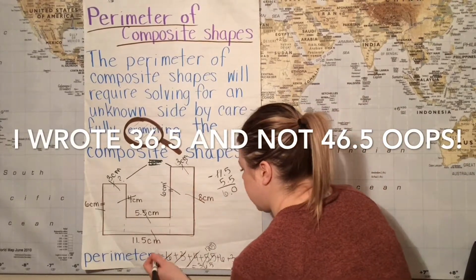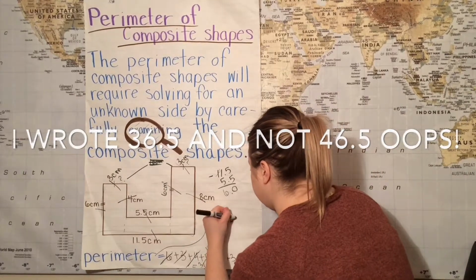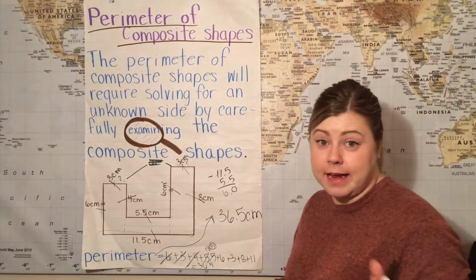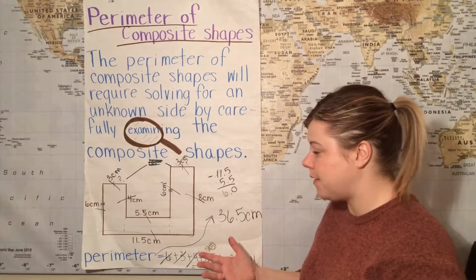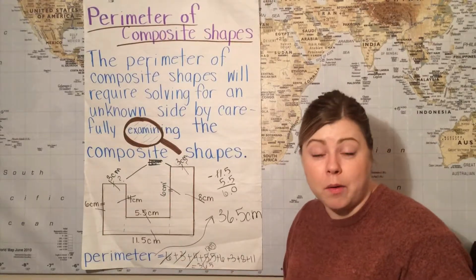Its perimeter equals... It's okay if you do this. Math is all about getting messy, right? 36.5 centimeters. And that's it. So calculating the perimeter of a composite object is a lot easier than calculating the area. Let's go through a couple more examples.